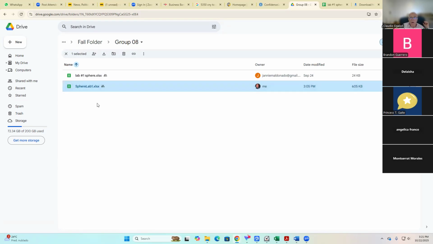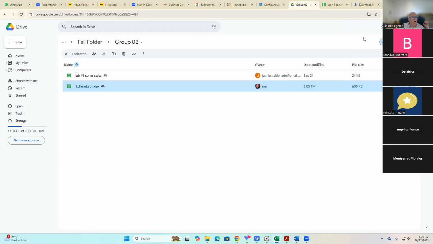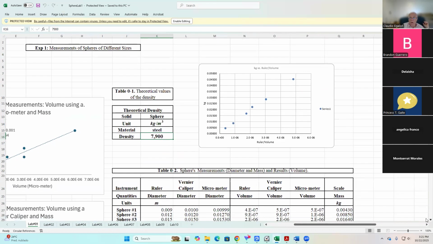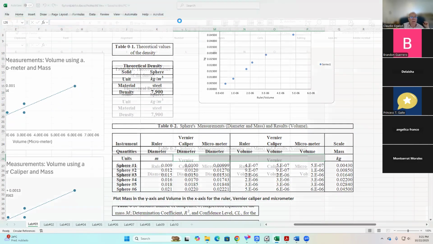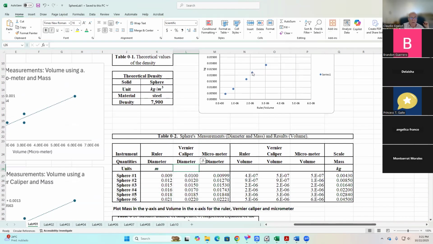Okay, so let's see. Make sure you put in the proper name. It starts here, that's good. So here you go, the units are missing. Enable editing. Units are missing. Let's see this one here.